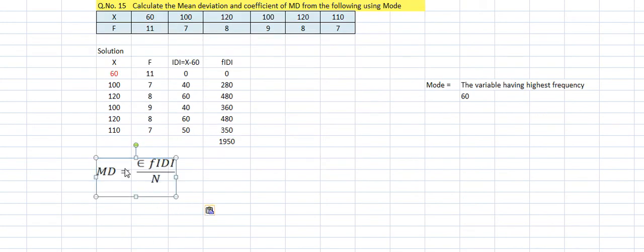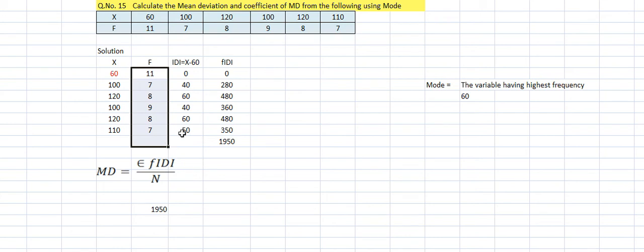So you need to apply now the mean deviation formula. Mean deviation is like this. So mean deviation equal to, the formula is summation of f into modulus D. So f into modulus D is how much here? 1950, and frequency total, right? So we need to find the frequency total here. The frequency total is 50, right? Divide by 50. So summation of f modulus D is 1950, and the frequency total n equal to 50.